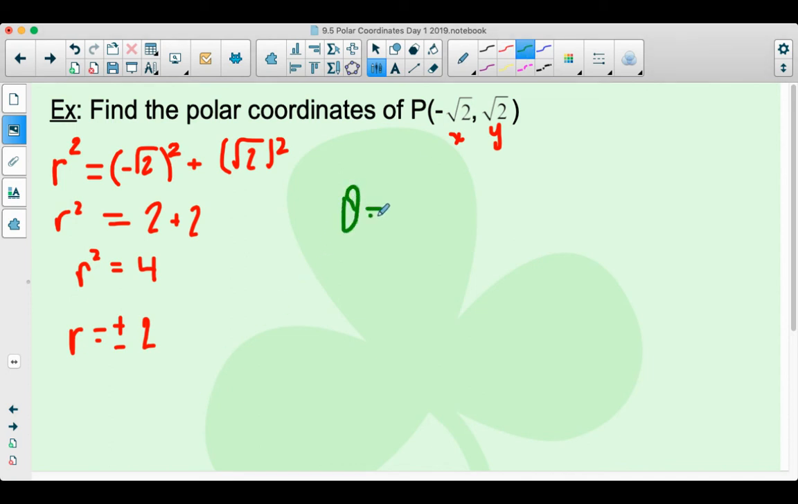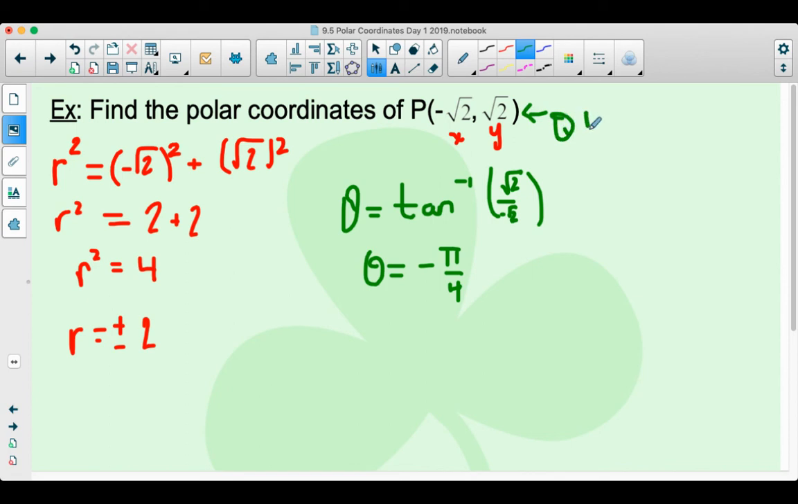So we're going to let theta equal the tangent inverse of the ratio of the y to the x. So positive square root of 2 over the opposite of the square root of 2. That gives us -1, and that would be -pi/4. But I know that this is not in quadrant 4. This point is in quadrant 2.